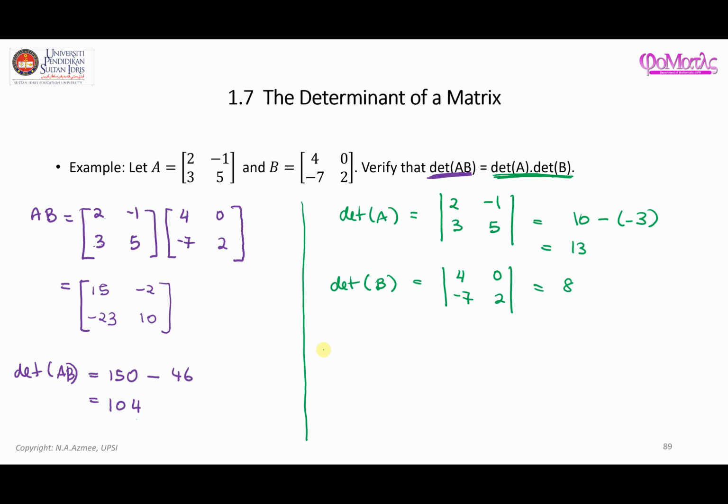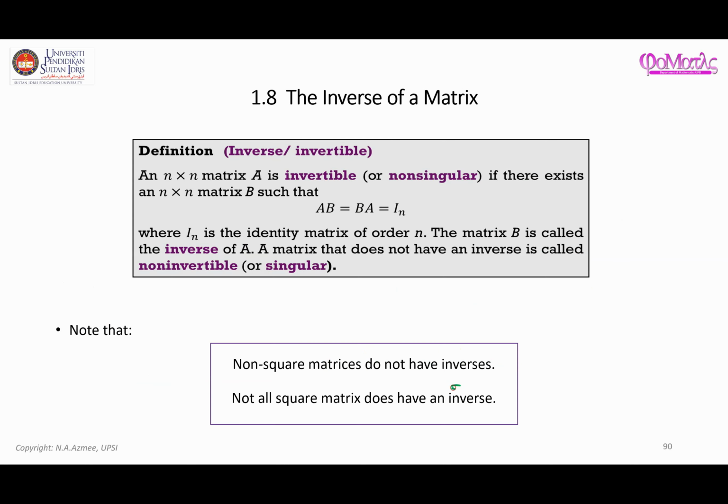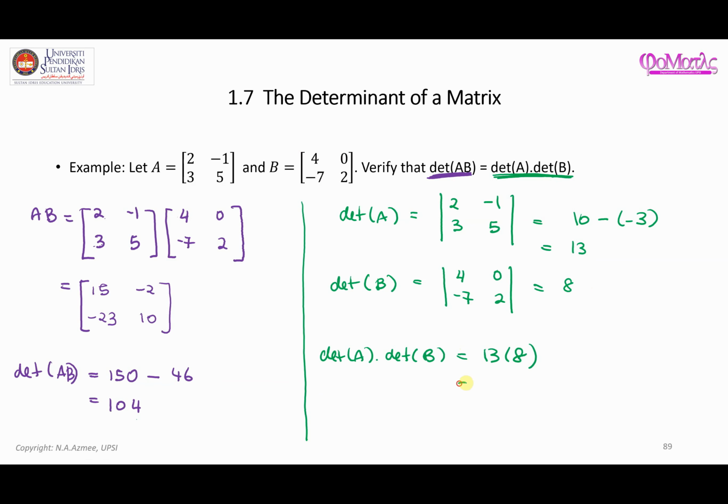Therefore, the determinant of A times the determinant of B is going to be 13 times 8. The answer here is equal to 104, which is clearly the same as what we have just obtained following the process on the left hand side. So the process on the left hand side is equal to the process on the right hand side.